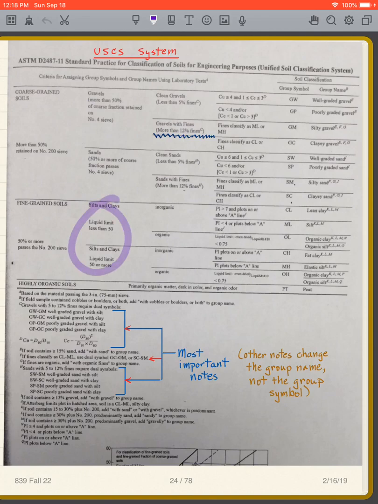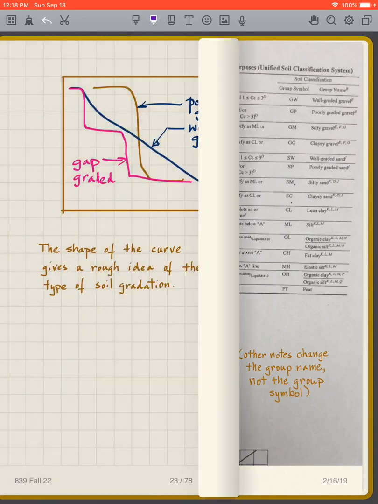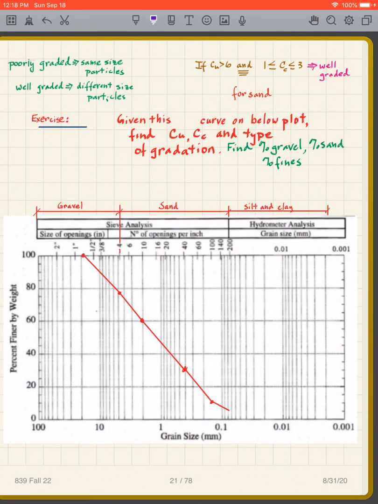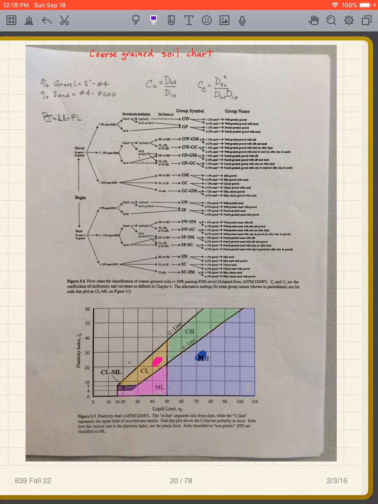When we're in silt and clay, what separates everything is whether the liquid limit is greater than or less than 50. In other words, when we look at our chart, the liquid limit at 50, if the liquid limit is more than 50, we have high plasticity silt, MH, or high plasticity clay, CH. If we're less than 50, then we have low plasticity, ML, CL. So the 50 is what separates high plasticity from low plasticity.